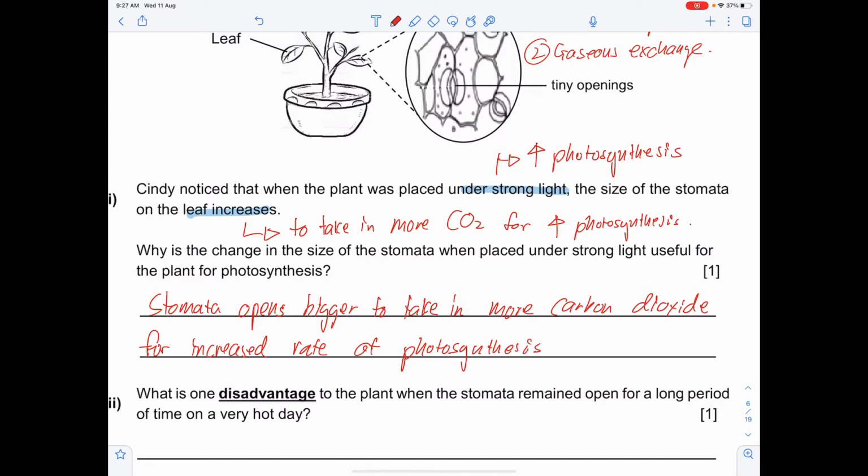Now be very careful. Some students would say things like, it opens bigger for more gaseous exchange. But the fact here is that I don't really want oxygen. I want carbon dioxide. So gaseous exchange could also mean the other way around. I take in oxygen and I give out carbon dioxide. So you're not being clear here. Because at night, your plant doesn't undergo photosynthesis, so it will not take in carbon dioxide. It will actually take in oxygen.